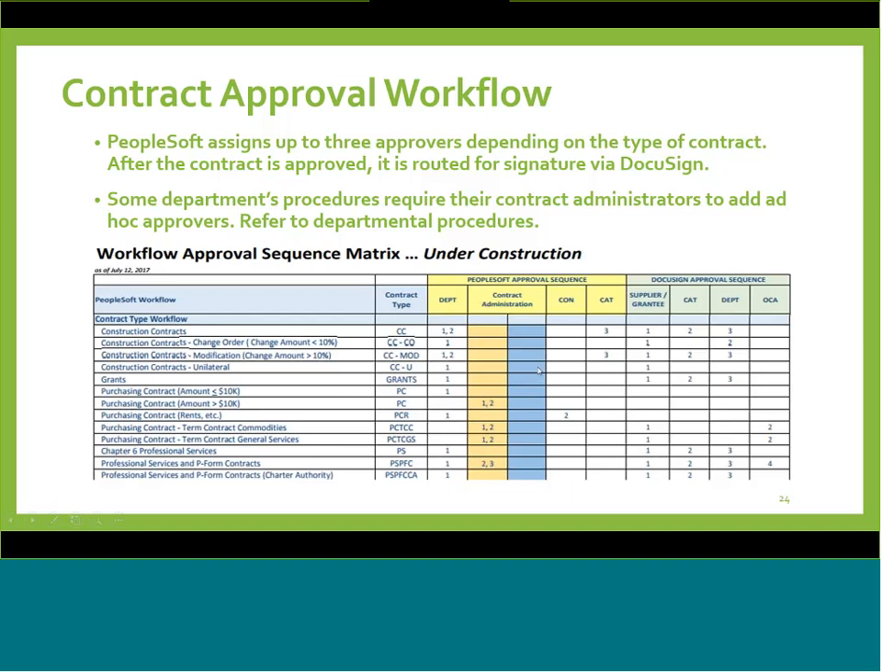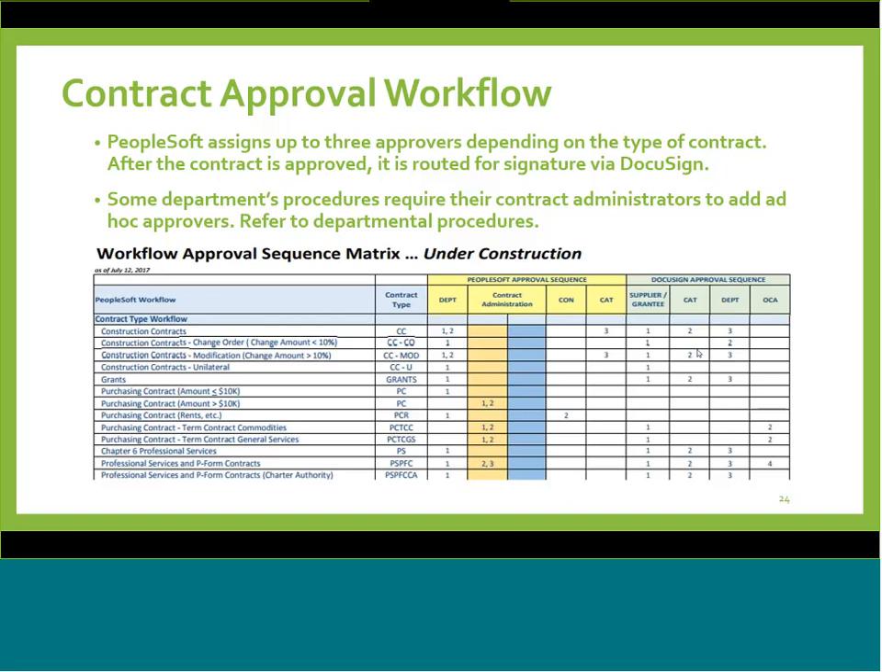And then how does it go from this part where it's going through the approval sequence, and now all of a sudden it's got to get signed and has to go through an additional level of approval? So the contract administrator, once the approval workflow is complete, then they're going to initiate the signature portion. They'll actually go to the document management page and begin the signature routing.